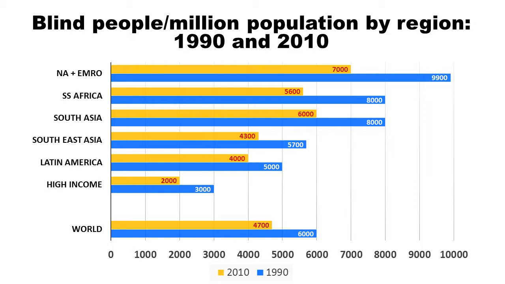That equates to 0.6% prevalence, 0.6 per 100. By 2010, this had reduced to 4,700, or 0.47%. If we look at the regions, you can see that there was a decrease in every single region over that 20-year period, but also that the amount of blindness in the poorest regions of the world is 3 to 4 times the figure that we find in high-income countries. And again, this is indicating to us that there is still a significant proportion of avoidable blindness in the world, either preventable or treatable diseases.